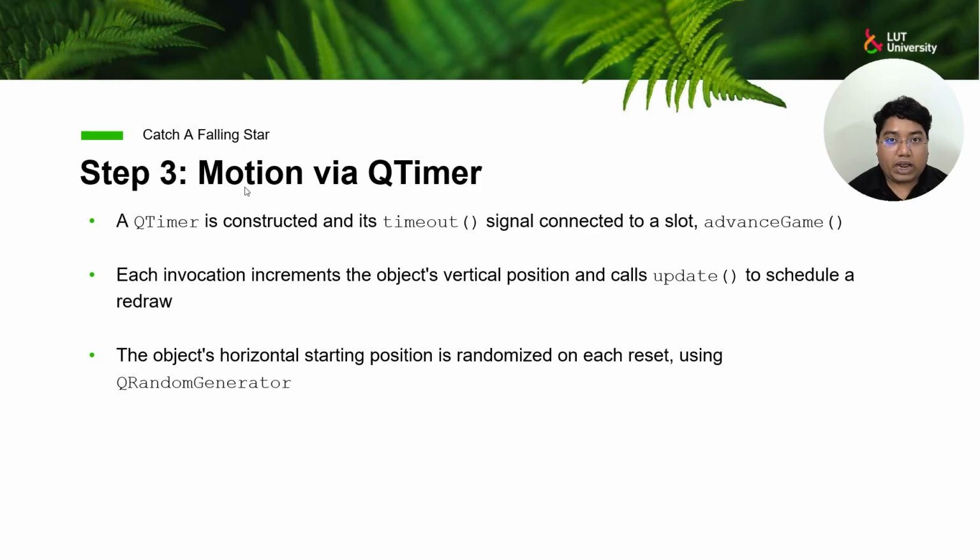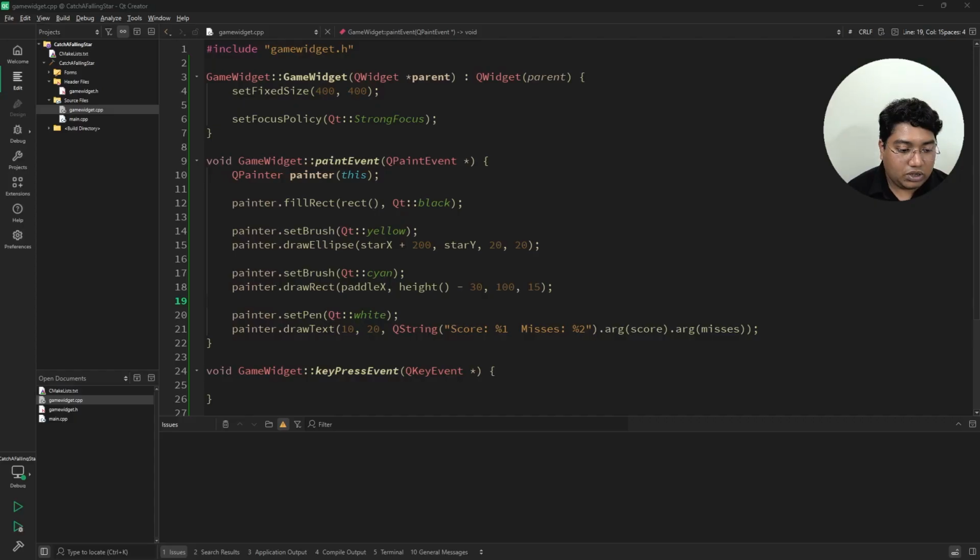So we need to add motion. At this moment, we just painted the objects. It doesn't move, it doesn't do anything. But as you have seen, I have shown you that if we increase the X position of the star, it moves. So we need to move it constantly according to our game loop and according to our game algorithm. So you can get the idea.